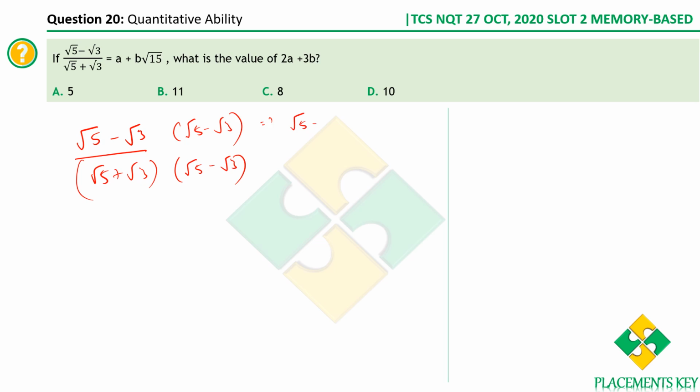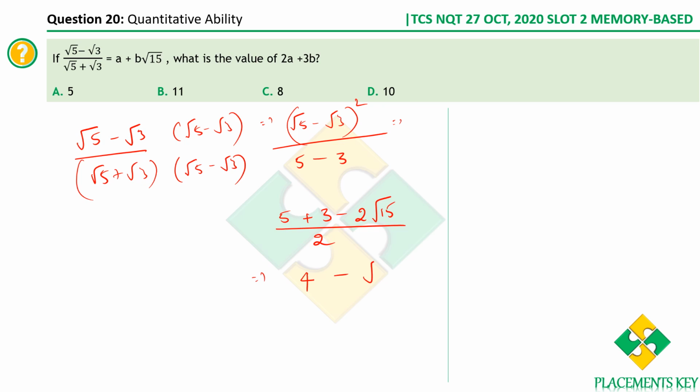In the numerator we have root 5 minus root 3 whole square. In the denominator we have root 5 whole square minus root 3 whole square, since a plus b into a minus b is a square minus b square. So we get 5 plus 3 minus 2 root 15, divided by 5 minus 3, that is 2. So we get 8 minus 2 root 15 by 2, that is 4 minus root 15. I'm just dividing each of these values by 2.